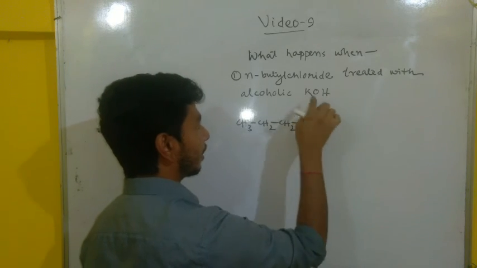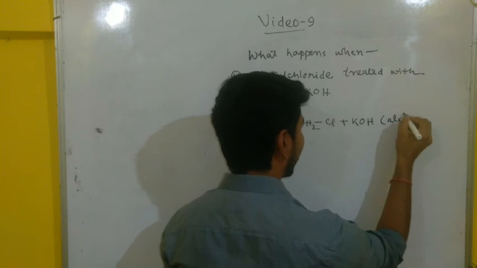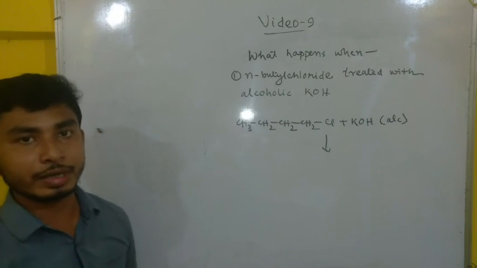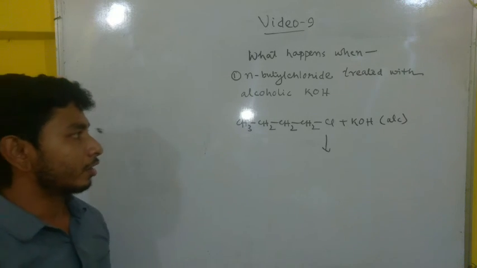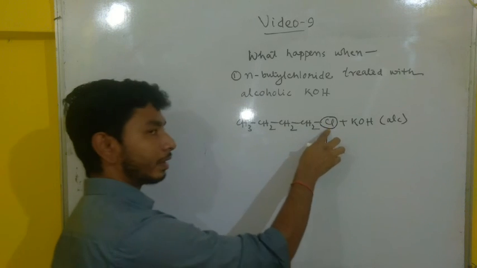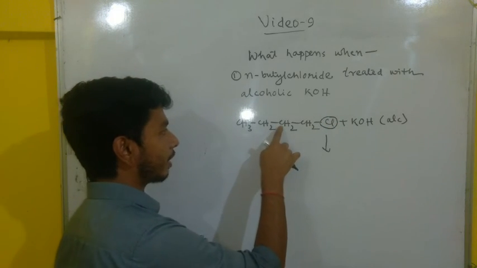Treated with alcoholic KOH. So if we use alcoholic KOH, then the reaction is an elimination reaction. In the elimination reaction, the halogen is removed along with one hydrogen from the adjacent carbon. This carbon is the adjacent carbon.